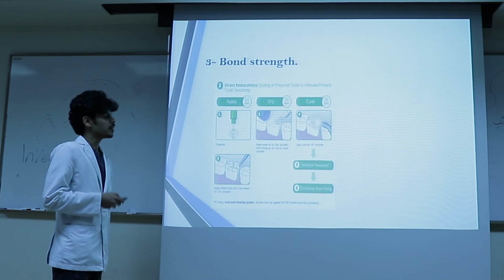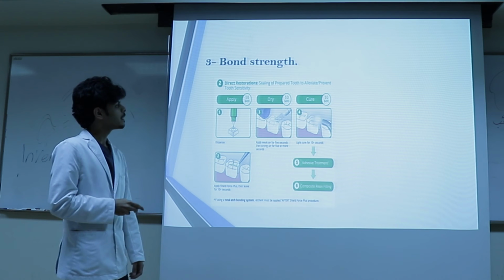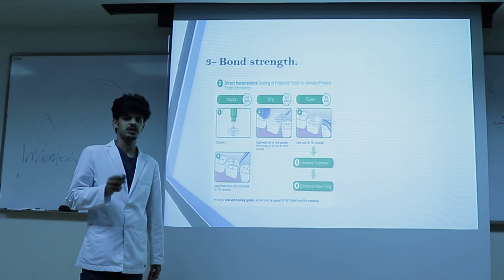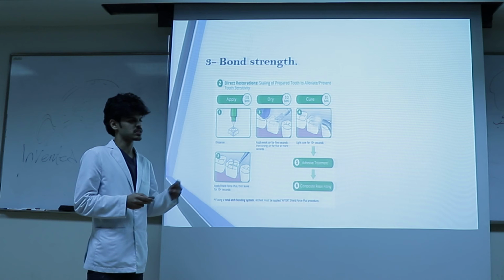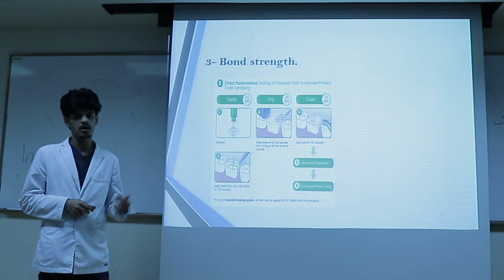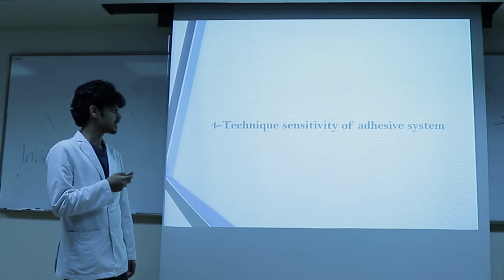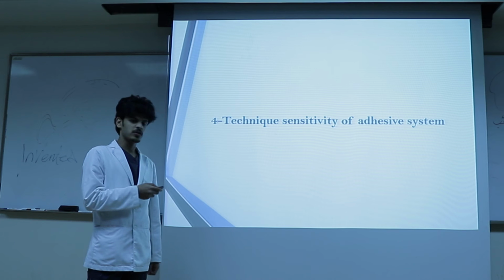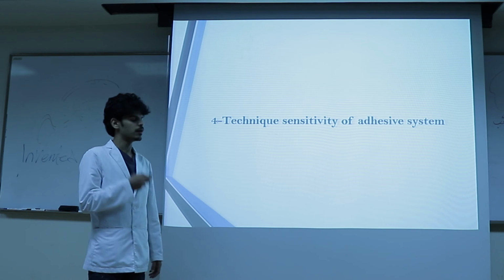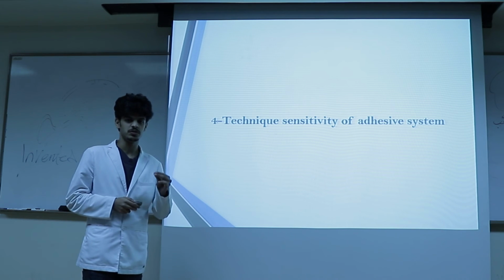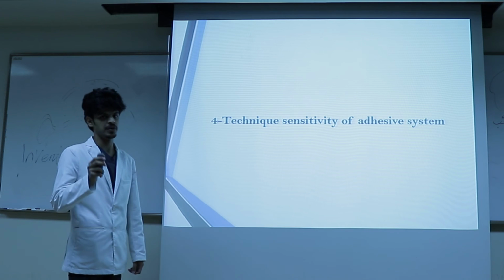Bond strength. The bond strength is different in the two materials. Amalgam: we don't use an adhesive system like composite in amalgam. For amalgam, all we need is cavity preparation for more durability of the material. The technique sensitivity of the adhesive system: because the composite needs a coupling agent to bond it with the tooth structure, the coupling agent must be chosen correctly and the manufacturer's instructions followed and used very well.